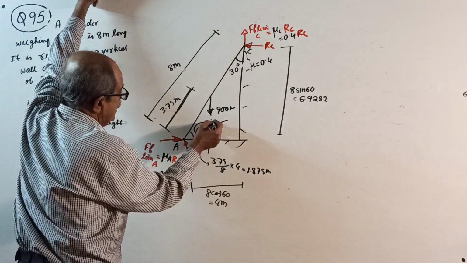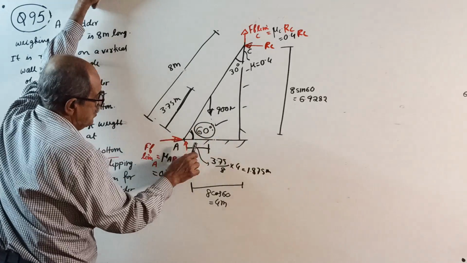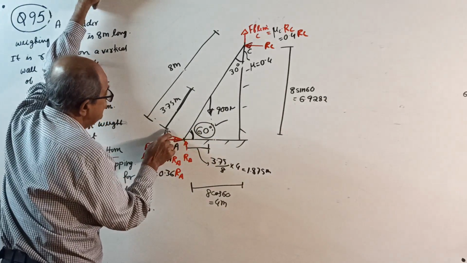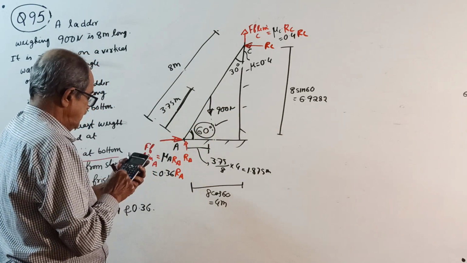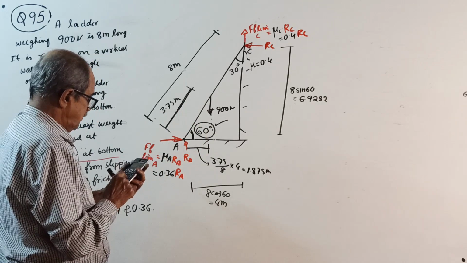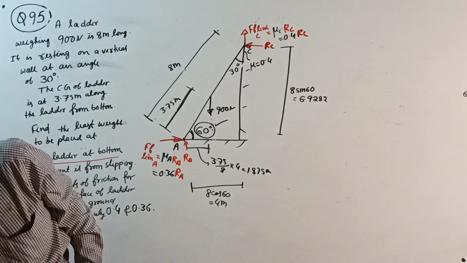Or you can do one more thing. See here, cos 60 equal to this side by 3.75. So this side is 3.75 into cos 60. Yes, 1.875 meter.